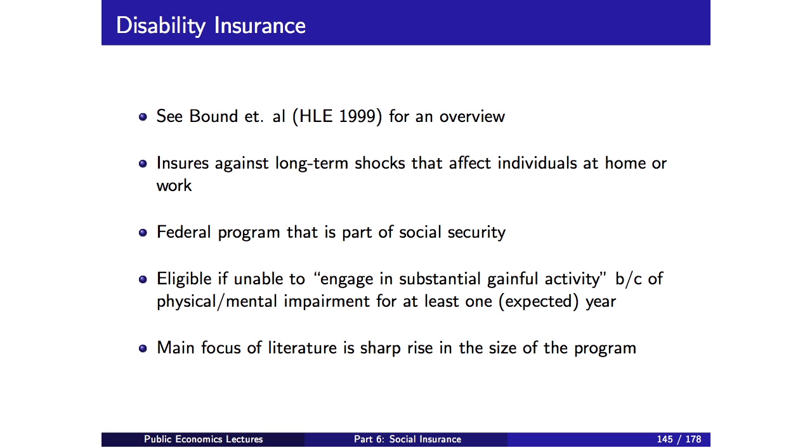So the idea of the DI program is that you're eligible for it if you're unable to engage in substantial gainful activity because of a physical or mental impairment for at least 1 year in expectation at the point that you apply. So you can see that this is a very tricky definition. It's tricky to say exactly who is eligible for DI and who's not. It's not like a bright line.